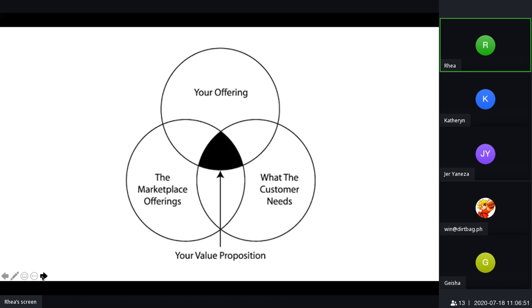Here's an example that can easily identify the difference between a direct and an indirect competitor. Let's say, for example, your business is Coca-Cola. Your direct competitor would be a company that has the same product offering as yours. So in the case of Coca-Cola, it would be no less than Pepsi, of course.